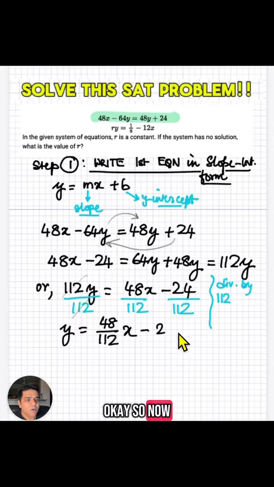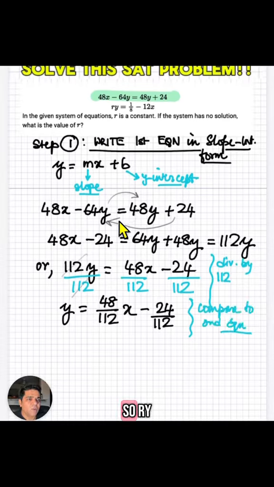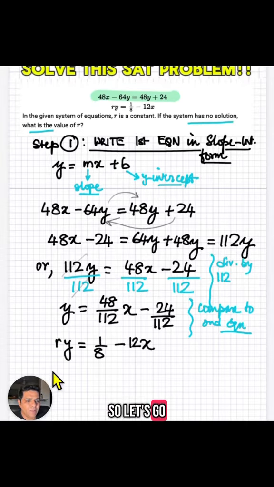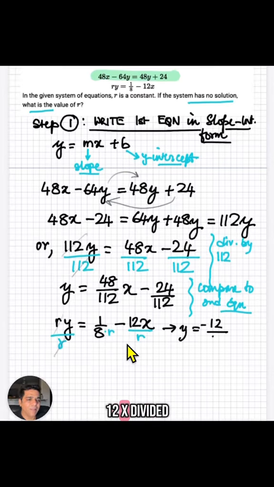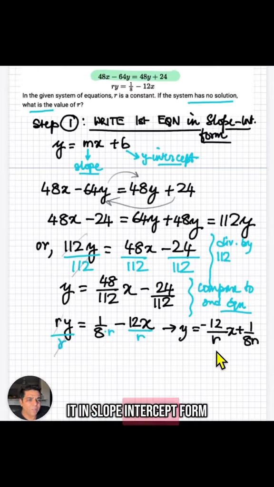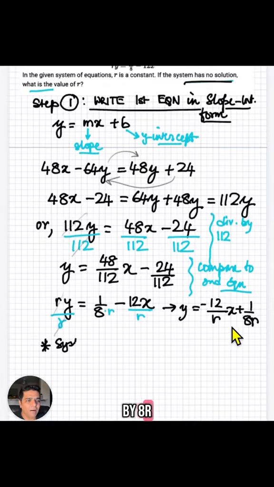Okay, so now what we want to do is compare this to the second equation, and write that in slope-intercept form as well. So ry is equal to 1/8 minus 12x. Let's go ahead and divide by r on all sides. We'll have to isolate y, so y equals (1/8 minus 12x) divided by r. Written in slope-intercept form, it is minus 12 over r times x plus 1 over 8r.